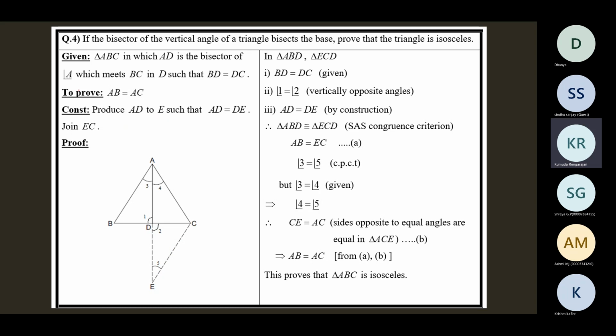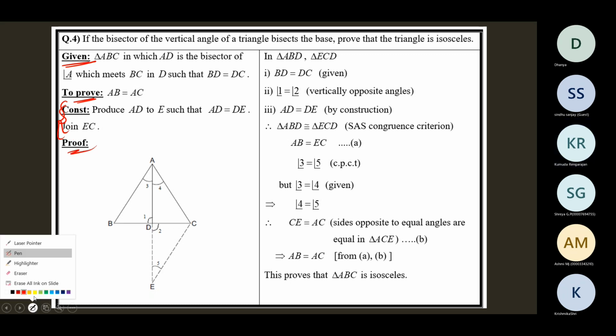So I told you this is how you should present your answer. Given: what is given. To prove: what is to be proved. You can write "to prove" or "to prove that". In short, we write TPT also, to prove that. Then construction and then proof. Construction, if any. You should write given, to prove, construction if there is any construction, and then the proof.